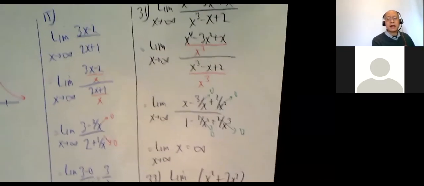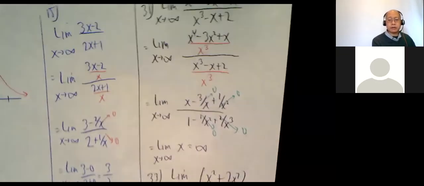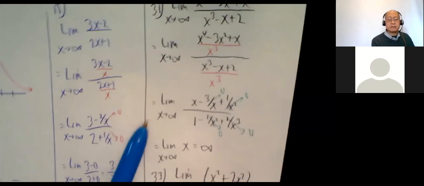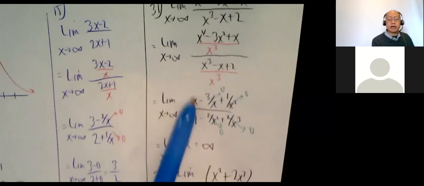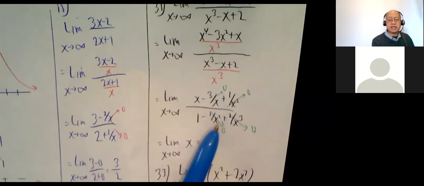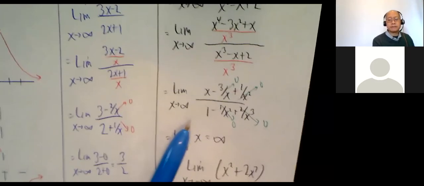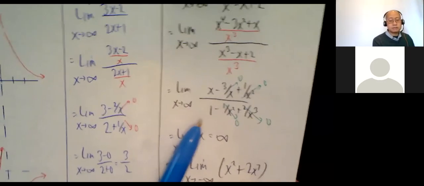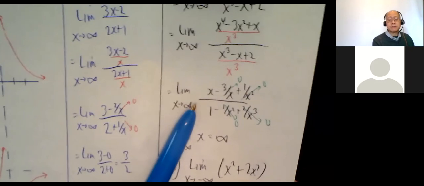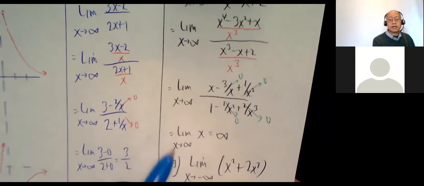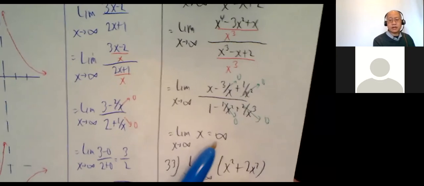The main thing is that anything that has an x in the denominator is going to go to 0. As x becomes big, 1,000, 1,000,000, 1,000,000,000, that's nothing, that's nothing, that's nothing. You basically have x over 1. And what's x over 1? Just x. So what's the limit as x approaches infinity of x? Infinity.